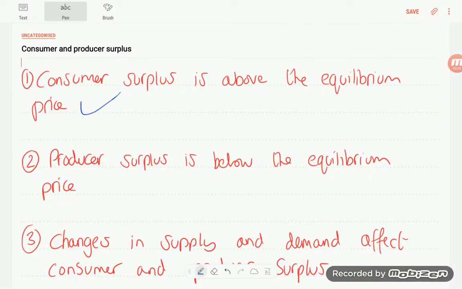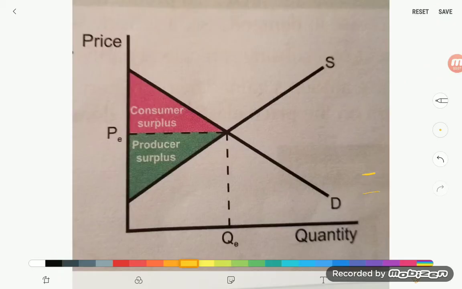Consumer and producer surplus. Consumer surplus is found above the equilibrium price. Everyone has different tastes, incomes, and views on how much they're prepared to pay for a good or service. When a consumer pays less for a good than the amount they're prepared to pay for it, this amount of money is known as the consumer surplus.